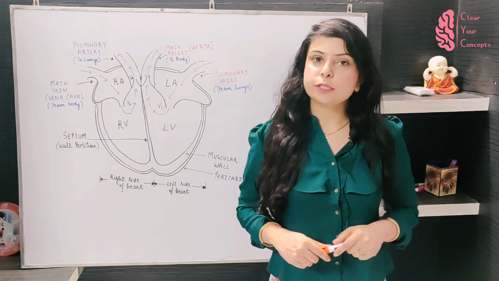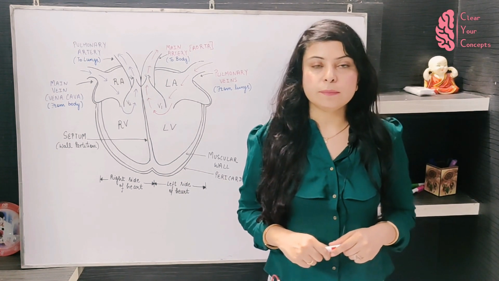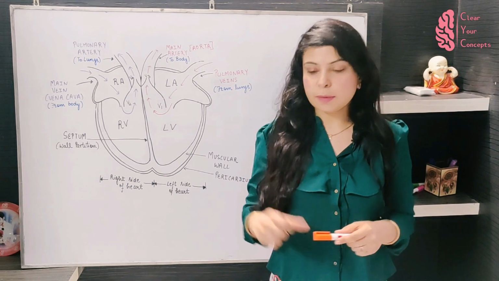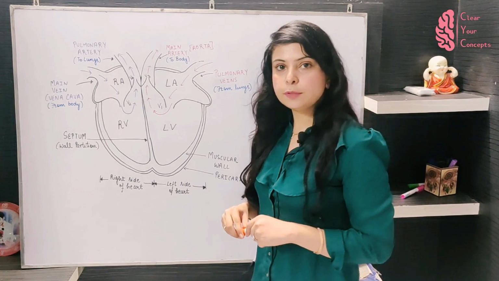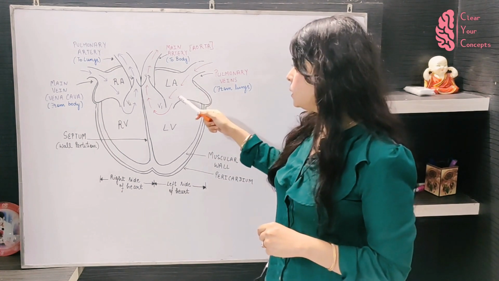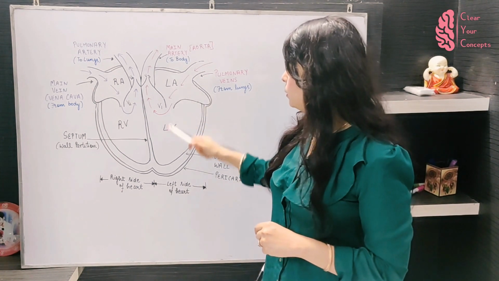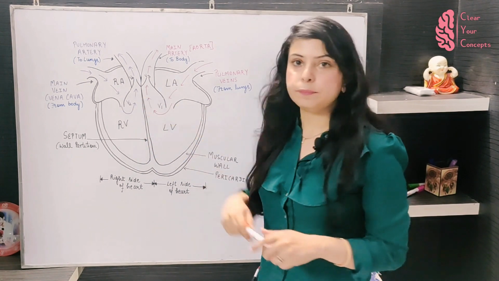Today we are going to discuss the topic human heart. The heart of a human is the same size as a human fist. The human heart has 4 chambers. Here, as you can see, these are the 4 chambers: 1, 2, 3 and 4.